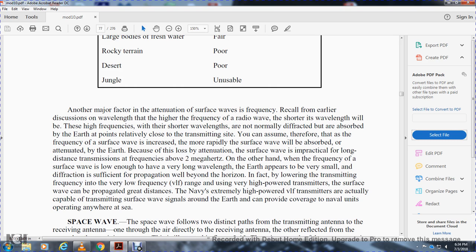You can assume, therefore, that as the frequency of the surface wave is increased, it is attenuated more rapidly. The surface wave will be absorbed and attenuated by the Earth, so the surface wave is impractical for long-distance transmission at frequencies above 2 MHz.